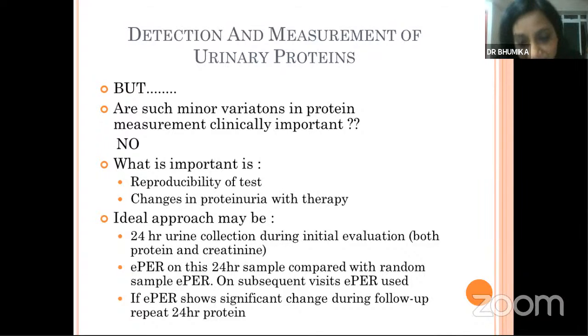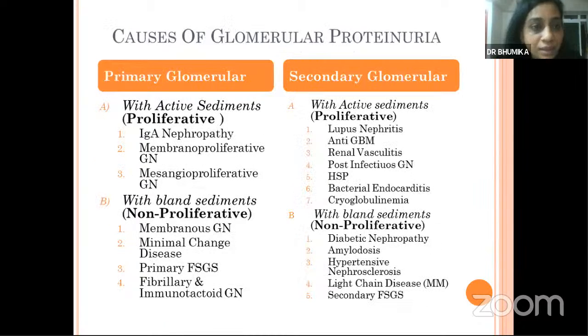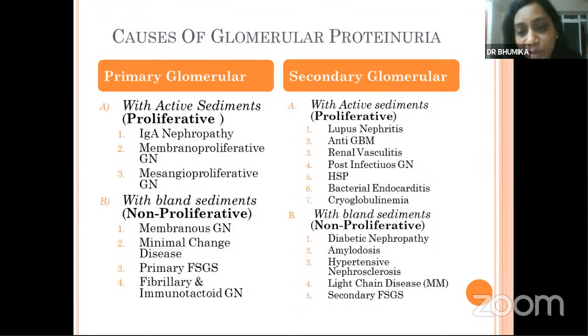On subsequent visits, EPER is used, and if EPER shows significant change during follow-up, repeat the 24-hour protein. So these are all the causes of glomerular proteinuria: with active urine sediments, secondary glomerular conditions like lupus, anti-GBM, vasculitis, PIGN, HSP, bacterial endocarditis; and with bland sediments, non-proliferative conditions like diabetes, hypertension, amyloid, nephrosclerosis.